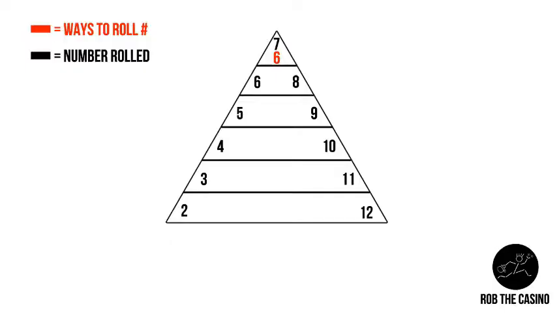But we go down from there. 6 and 8, there are 5 ways. 5 and 9, there are 4 ways. 4 and 10, there are 3 ways. The 3 and the 11, there are 2 ways. And finally, last but not least, the 2 and the 12. That's where I get the double bubble, number 2. There's only 1 way. 1 out of 36 combinations.